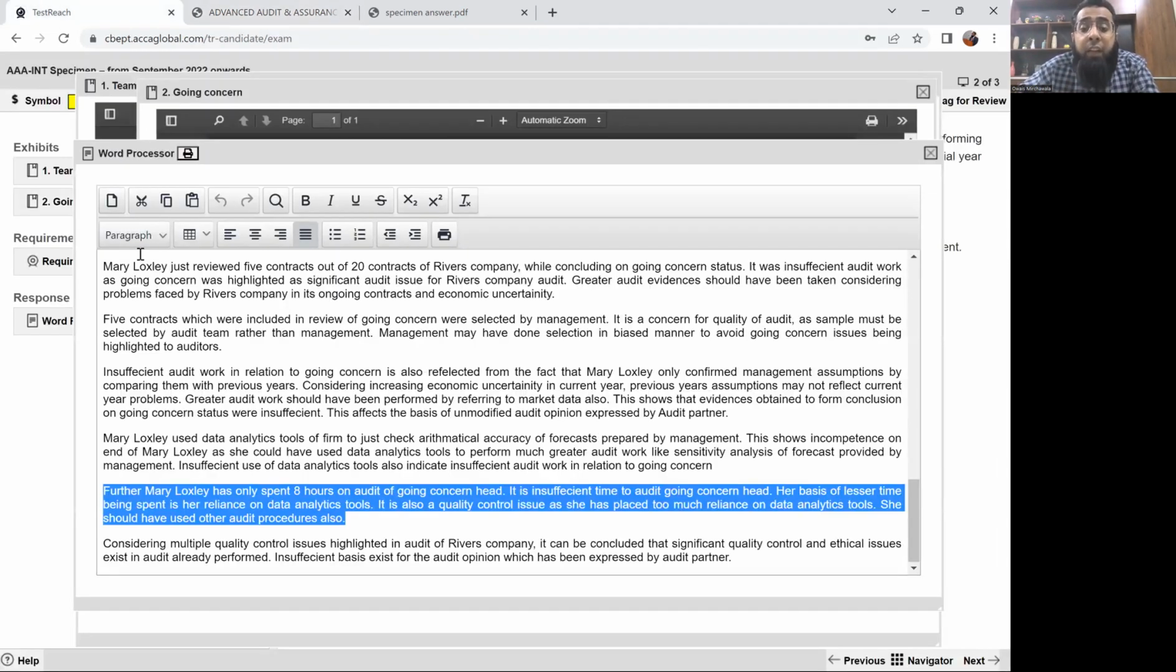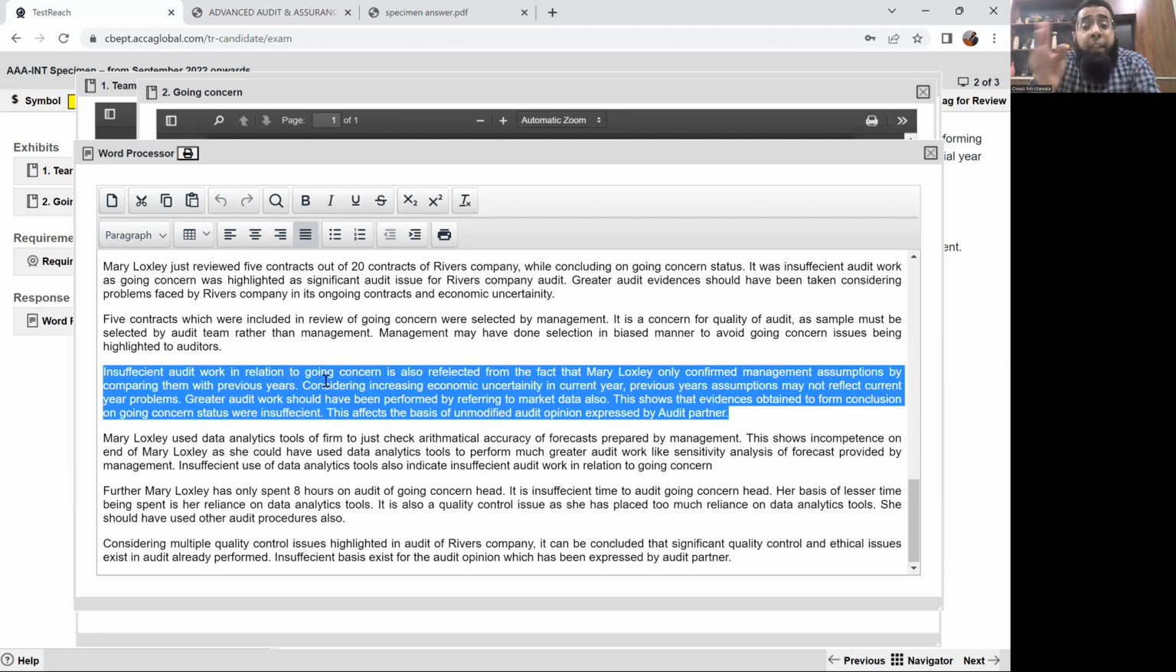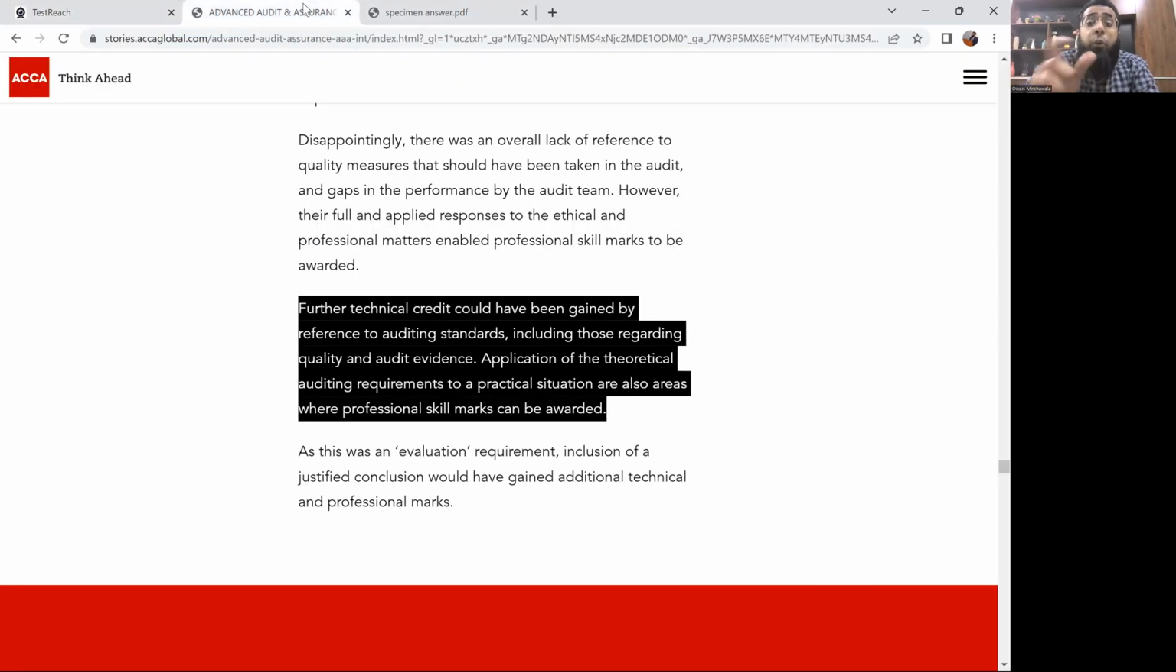For example, when we were writing the answer, we highlighted that the sample of the contract should have been selected by the auditor, not by the management. Samples must be selected by the audit team. This is what the auditing standard says. Similarly, we highlighted that we shouldn't be comparing with the past when there is economic uncertainty in the current year. So this means giving references to the auditing standard. References to the auditing standard do not mean giving audit standard numbers.